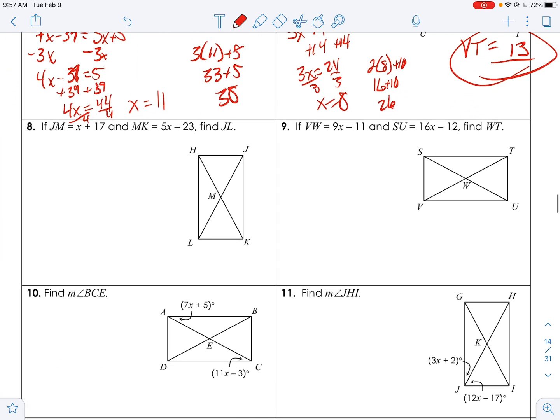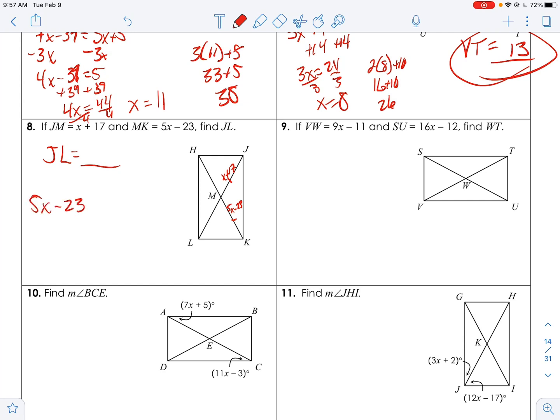Let's look at number 8. If JM is x plus 17 and MK is 5x minus 23, find JL all the way across. So we need to plug it in and double it this time. So we need JL equals what? Find x, plug it in, and then double it because JL is all the way across. And these are bisectors. Okay. Now, we know that they're congruent because diagonals are congruent and they bisect each other, so their pieces are congruent.